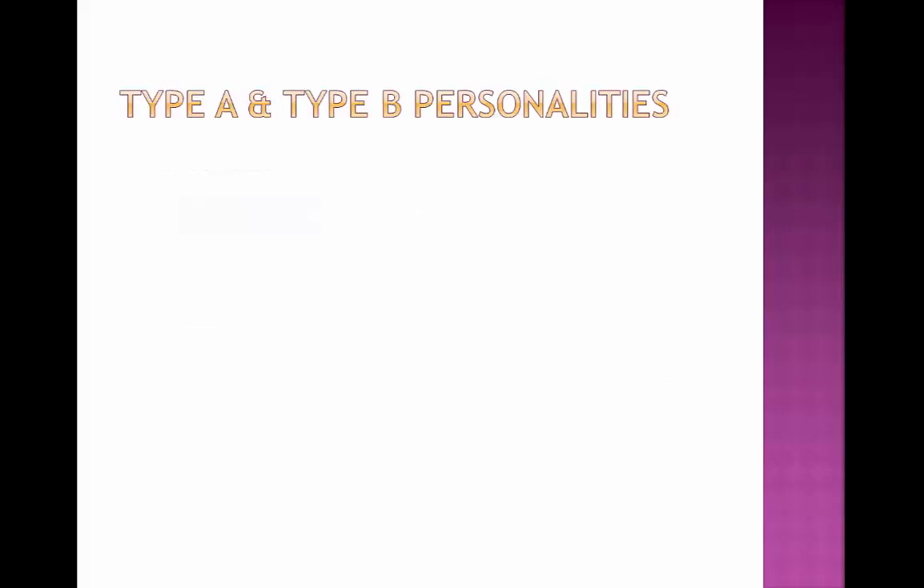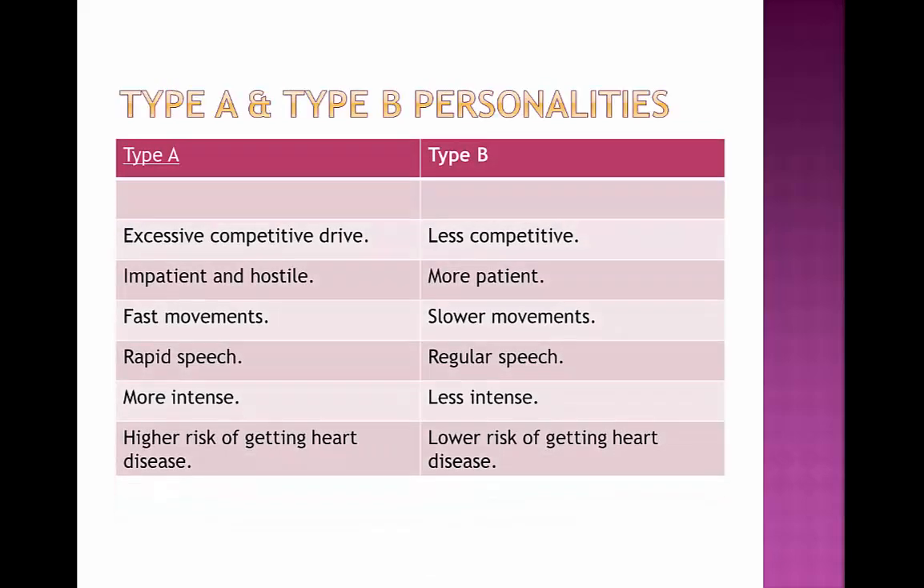Type A and Type B personalities. From the table, you can now see what characterizes someone to be either a Type A or a Type B personality. They contrast quite a bit. Type A people tend to be more excessive and have a more competitive drive. They're going to be more impatient and hostile, have faster movements and more rapid speech. They're going to be much more intense in their situations, and have a higher risk of getting heart disease.